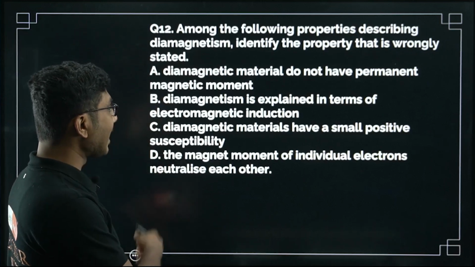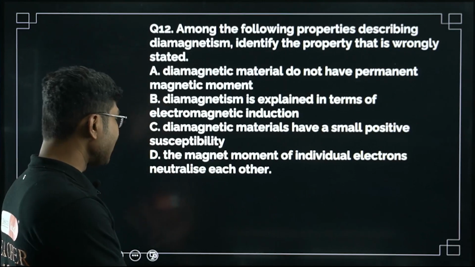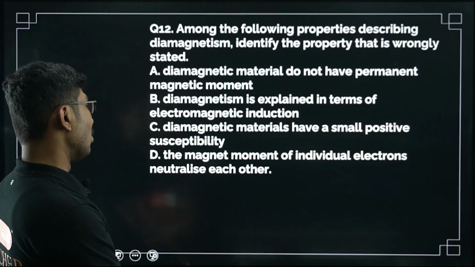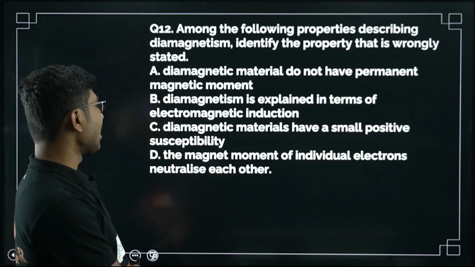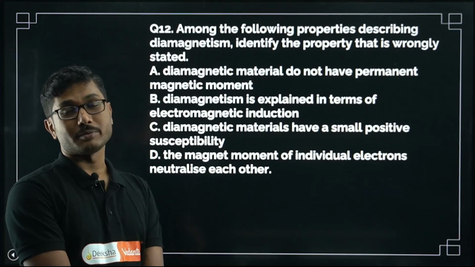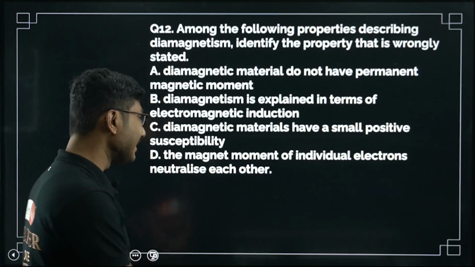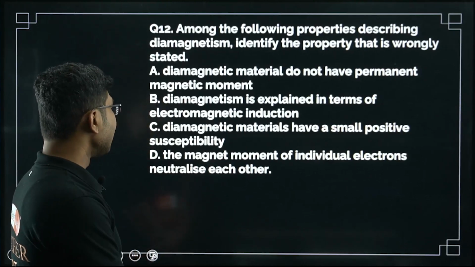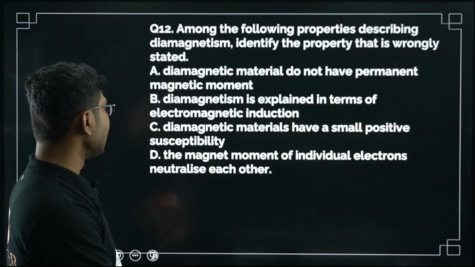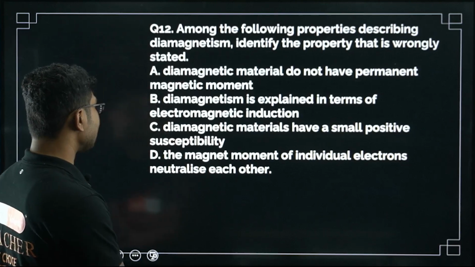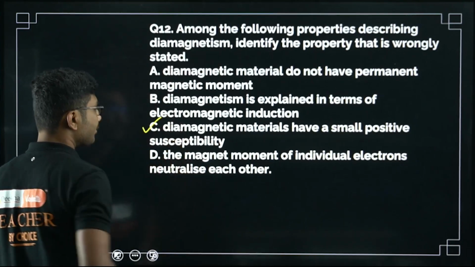Diamagnetic materials have a small positive susceptibility. No, diamagnetic materials do not have positive susceptibility. They have positive relative permeability, but not susceptibility. Susceptibility is negative. The magnetic moments of individual electrons neutralize each other. Definitely this is correct. So the correct answer is option C.